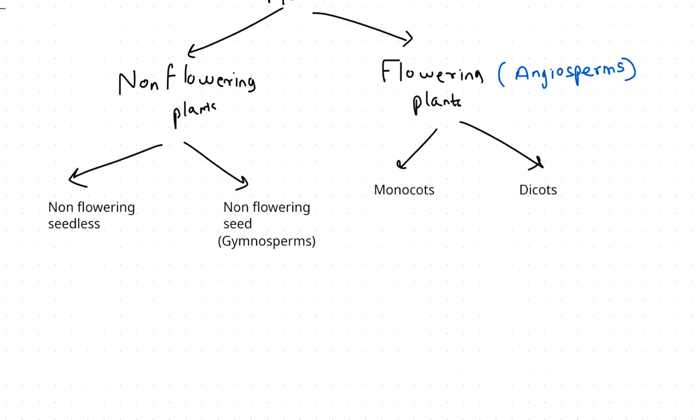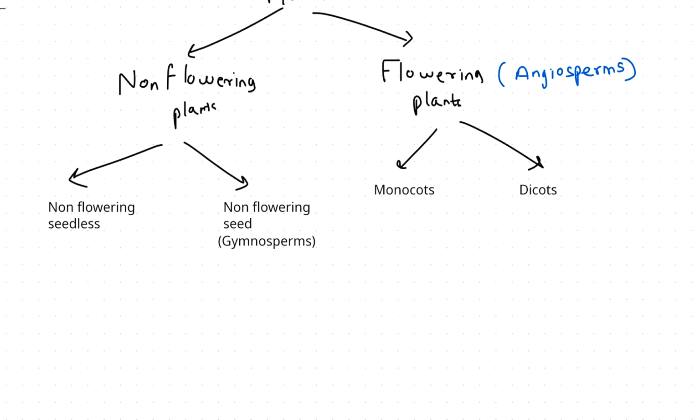And then also we talked about the leaves, right? Monocots have parallel venation, dicots have reticulate venation. Then we talked about roots, right? Monocots have a fibrous root system, dicots have a taproot with lateral roots. So those are the differences between monocots and dicots.